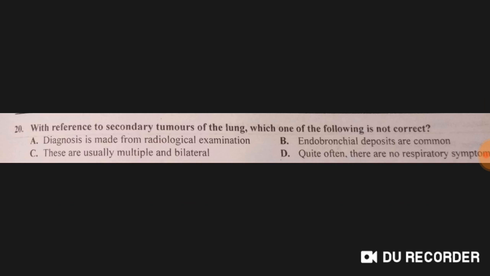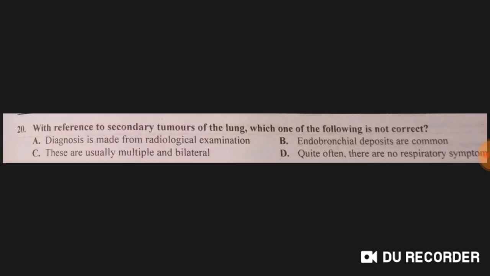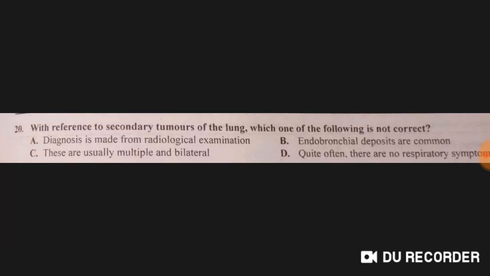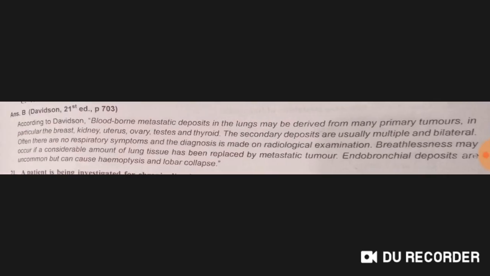Okay. Now, with reference to secondary tumors of the lung, which one of the following is not correct? Diagnosis made by radiological examination. Yes. Endobronchial deposits are common. So this is wrong. These are usually multiple and bilateral. Yes. Quite often there are no respiratory symptoms. Yes. So B option is the right one. They are asking except, so B is the right answer.